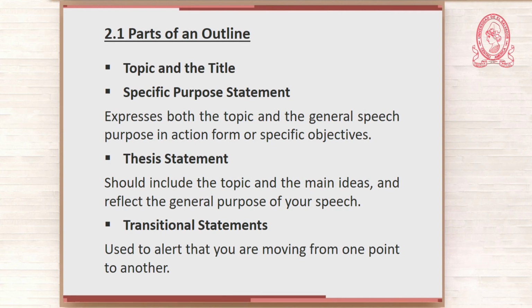There is a topic and the title of the topic. We have the specific purpose statement, which expresses both the topic and the general speech purpose in action form or objective form. Then we have the thesis statement. It should include the topic and the main ideas and reflect the general purpose of your speech. Once you have the purpose of your speech, then you can create the thesis statement, because that is what you are going to say about the topic.